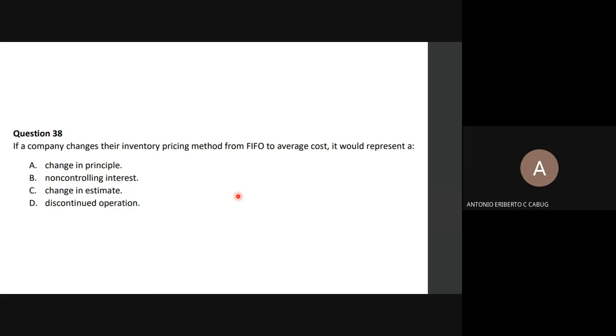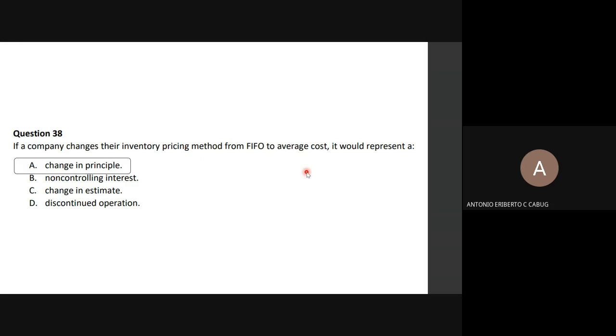Enter. Anong sagot nyo? Everyone enter. So this is a change in principle, ha? This is a change in principle. Babaguhin mo yung inventory policy mo from first in, first out. Gagawin mong weighted average. Hindi ba ito yung naalala nyo sa financial accounting, yung ginagawa nyo, rina-restate nyo, parang inuulit nyo yung paglagay ng inventory balance sa past year?